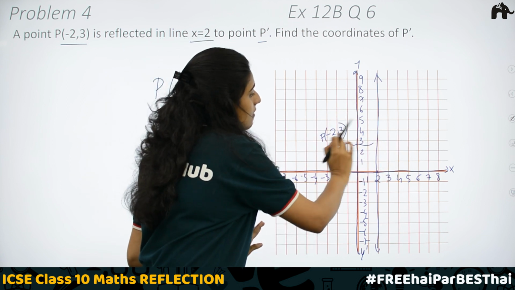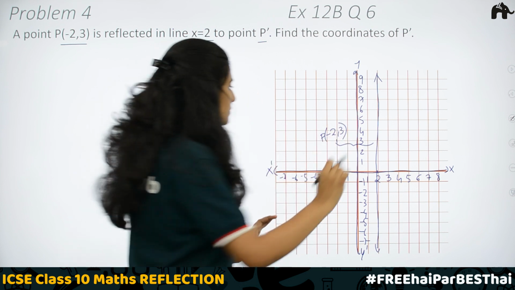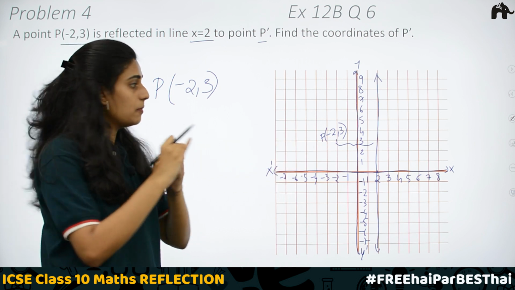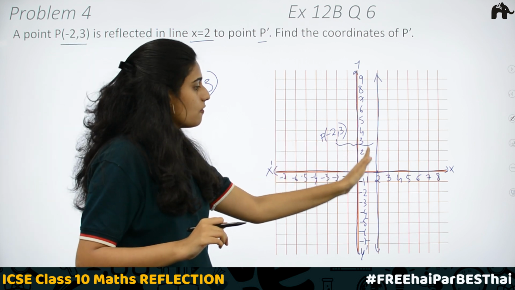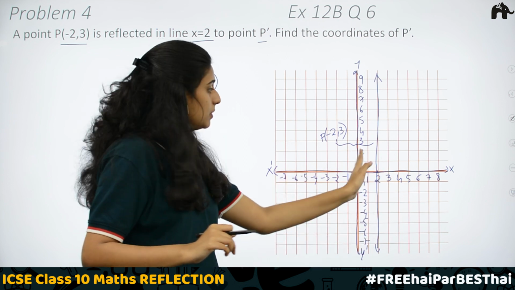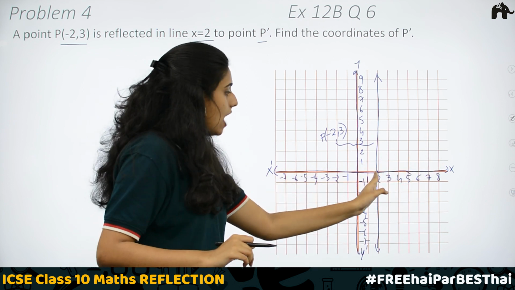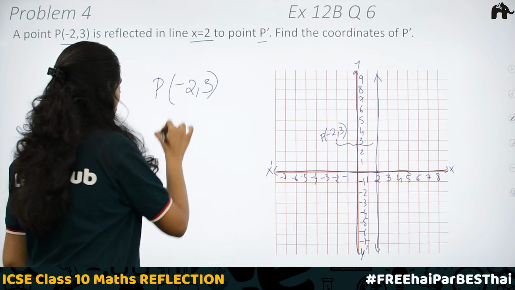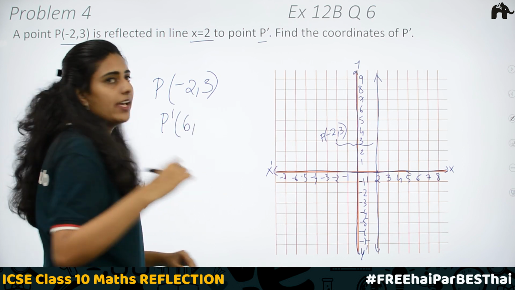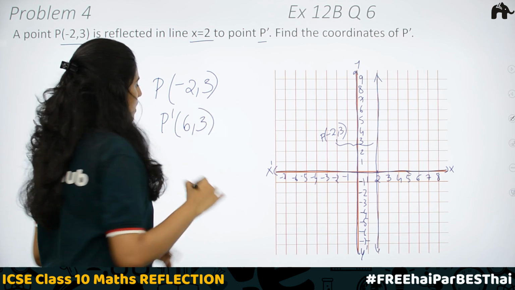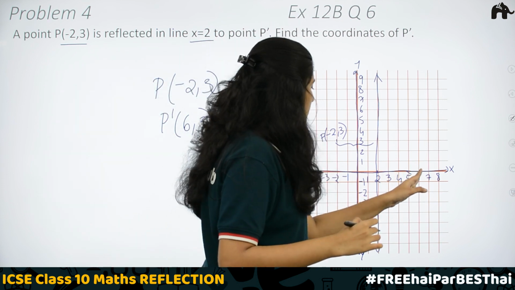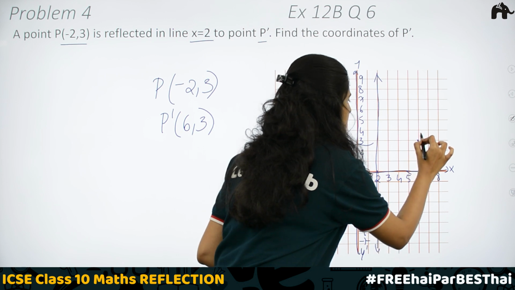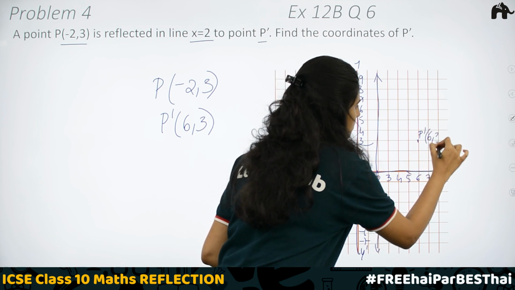Reflected here, the y coordinate should remain the same. When we get 4 units, here we have -2, -1, 0, 1, 2. We have the mirror. From here we have to move 4 units. After 2: 3, 4, 5, 6. Therefore, the x coordinate of P dash will be 6. The y coordinate is the same, 3. Where is the point then? 6 and 3. This is the point P dash (6, 3).